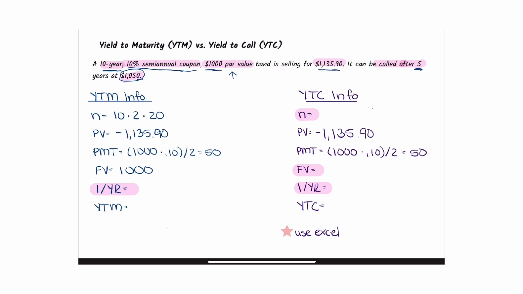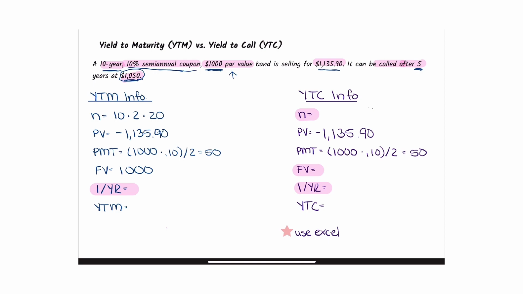If it is called after 5 years, we would get $1,050 instead of $1,000. So that would be the future value in our yield to call. Again, the future value when we go to maturity is whatever the par value is. However, now that we have the potential for it being called early, if it is called early, instead of getting this $1,000, we would get this $1,050.